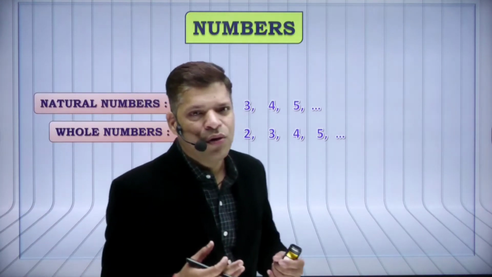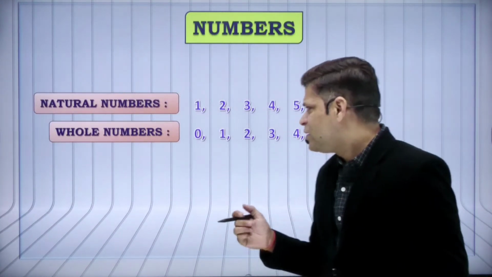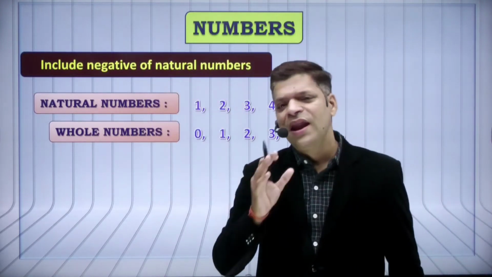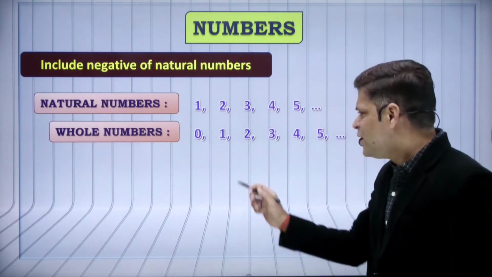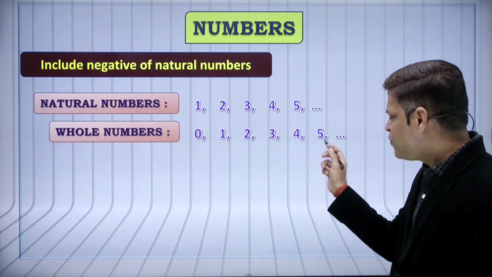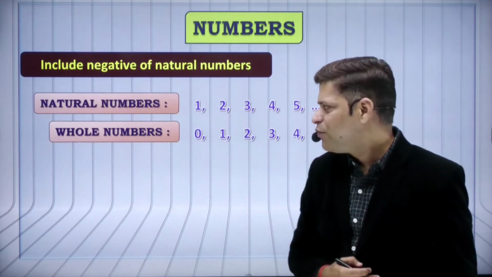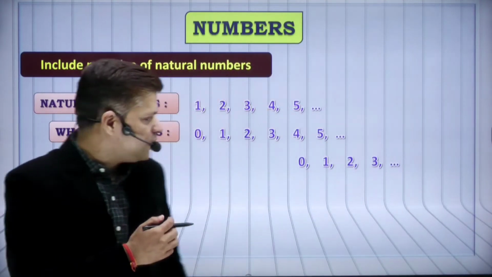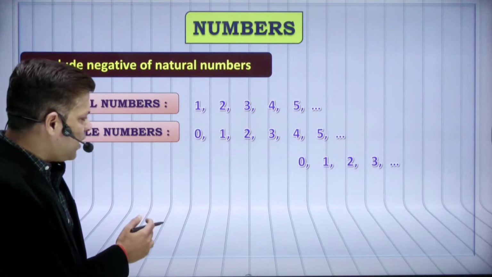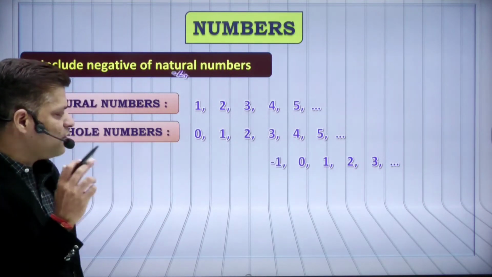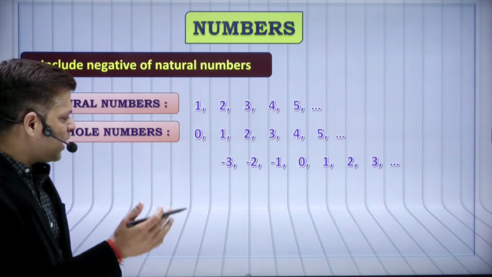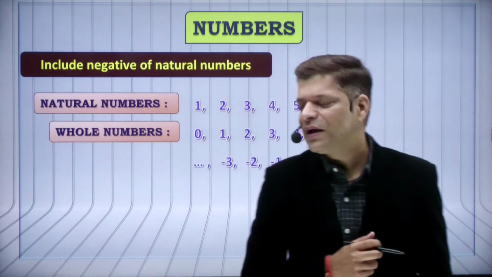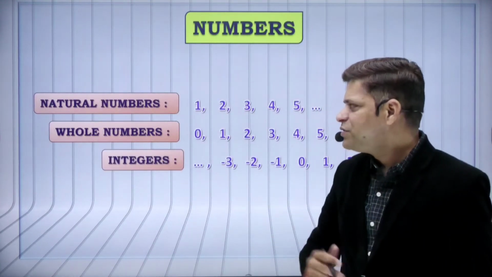Now, the other numbers we can add are the negatives of natural numbers. If we include the negatives of natural numbers in the series 0, 1, 2, 3, 4, 5 and so on, then what will it be? We see 0, 1, 2, 3 and so on, and we add the negatives of natural numbers, that is -1, -2, -3 and so on. This sequence of numbers is called integers.